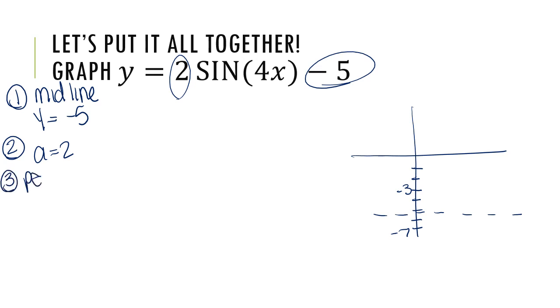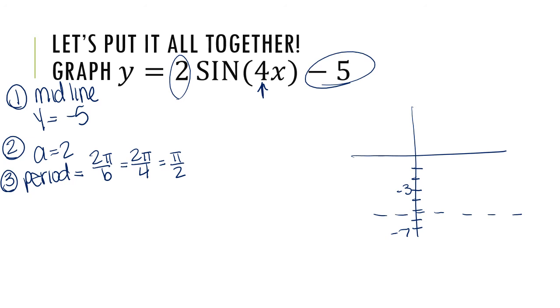Next up is the period. Remember that the period is equal to 2 pi divided by b. Well, our b value in this case is 4, so we're doing 2 pi divided by 4, which means the period is pi over 2. So this graph, instead of getting stretched out, is going to be smushed in like an accordion.